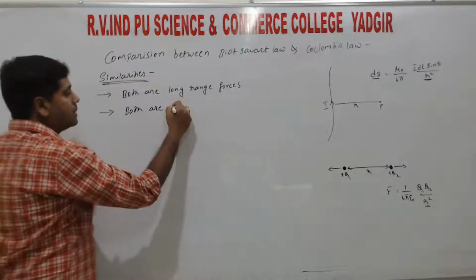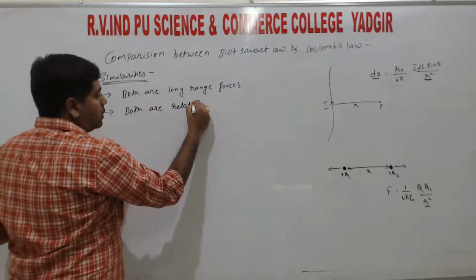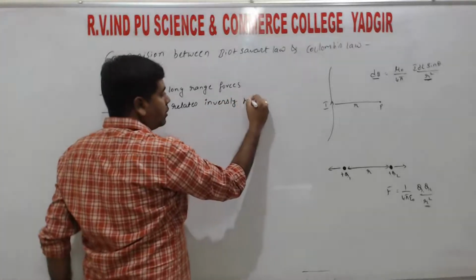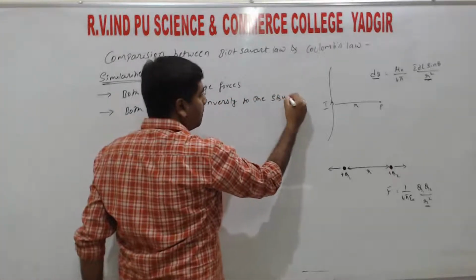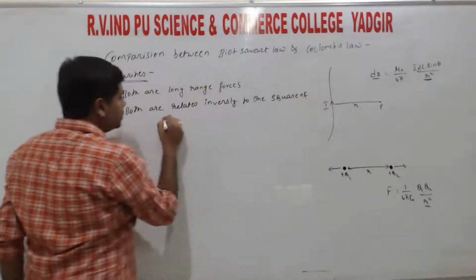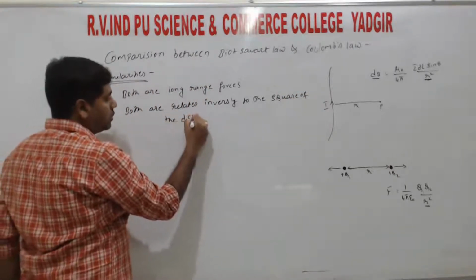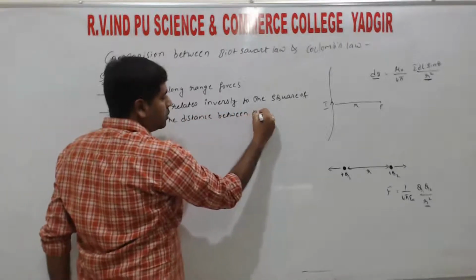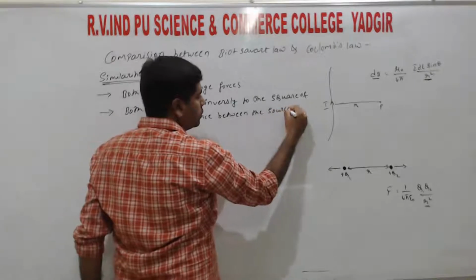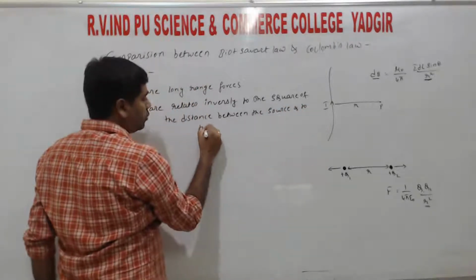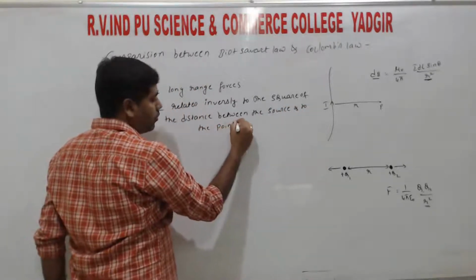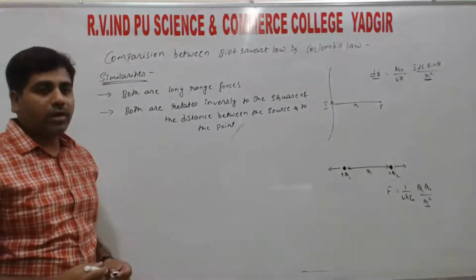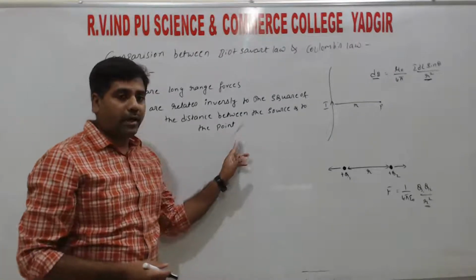Both relate inversely to the square of the distance between the source and the point P. So both are related inversely as the square, right?